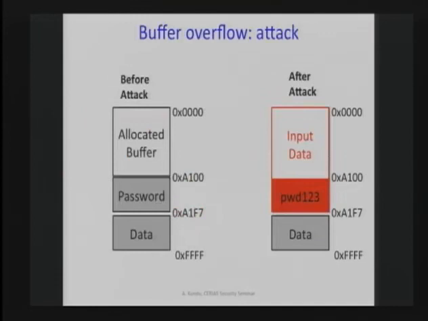Now, as we discussed in our earlier charts, before the attack, we had the allocated buffer, and after the attack, we have the password overwritten as the attacker-supplied password. So suppose you have a password checking program that reads the password and stores it in memory, which is the original password.